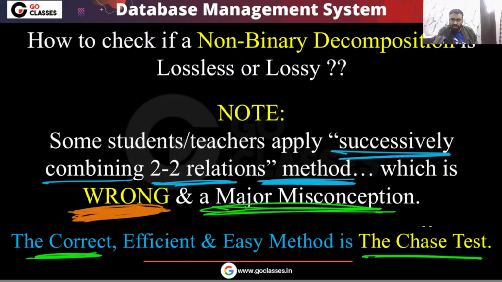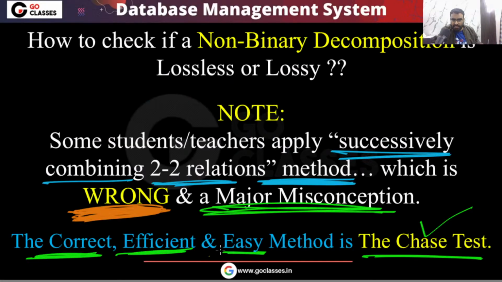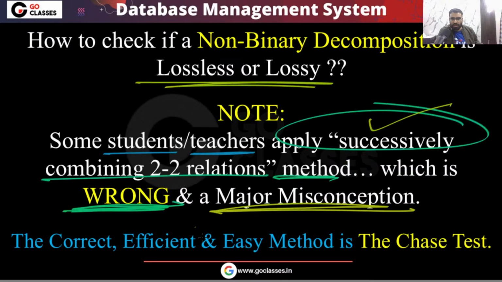And let me tell you, the chase test is not only a correct method. It is an easy and efficient method. This will save a lot of time. In the GATE exam, let's assume we are decomposing our relation into 5 or 6 or 7 sub-relations. Then the chase test takes the least amount of time. The chase test is easy, efficient, and correct. So let's study the chase test now.